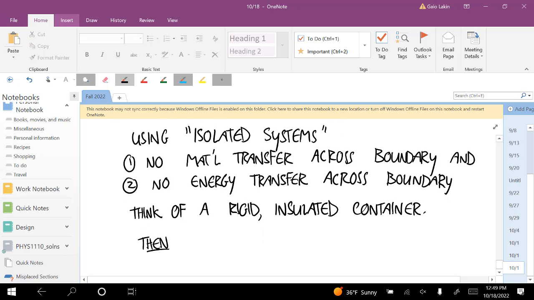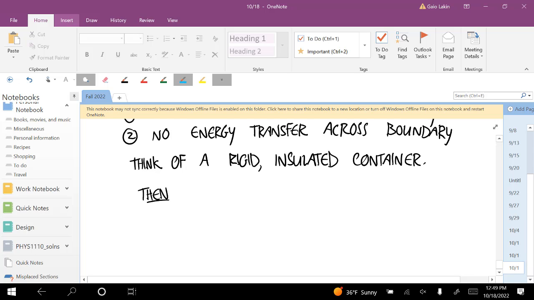Then if this is the case, if your system is isolated, the change in entropy for your system is some positive value sigma, greater than or equal to 0. So you can think of this as the entropy statement of the second law of thermodynamics.